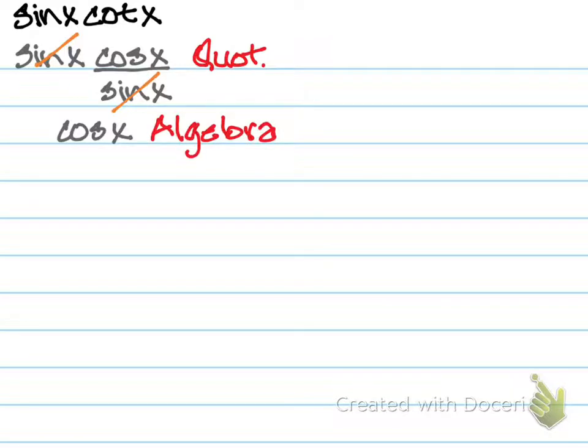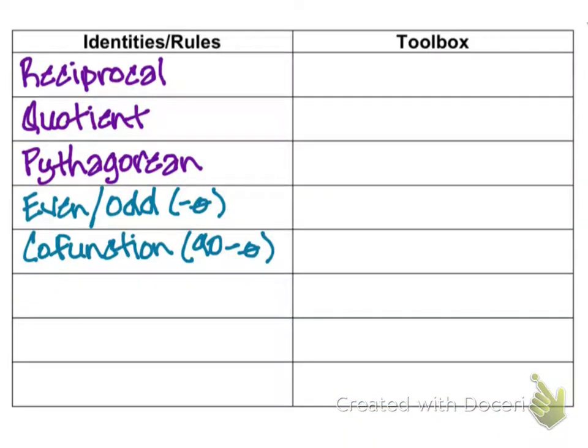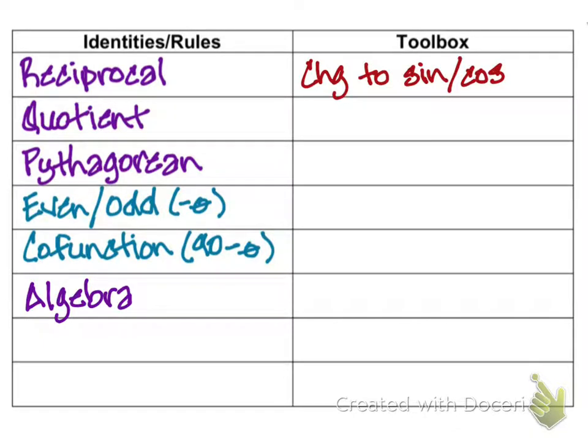And anytime that's kind of your reason, that reason is algebra. So let's go back to our original sheet and add the things we just came up with. First, we're going to add the rule of algebra over there. So it's not an identity, but it is a rule, and it's one we're going to use a lot when we prove identities. And then in our toolbox, let's add change to sine and cosine.